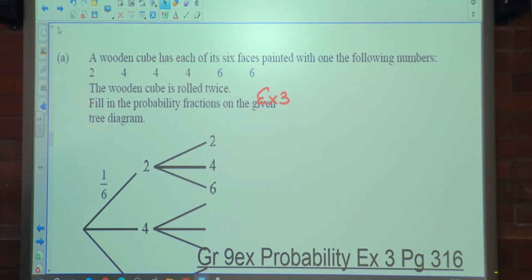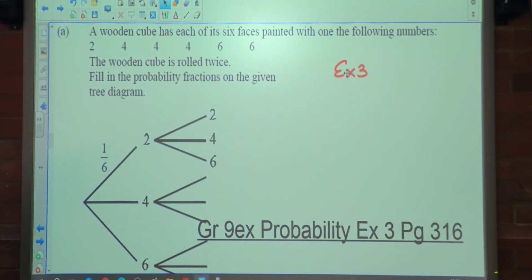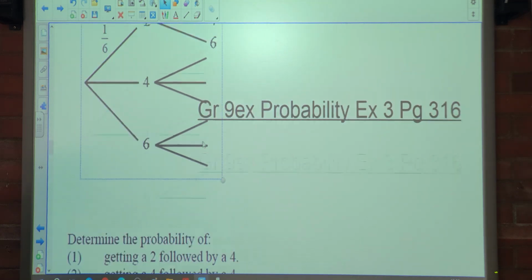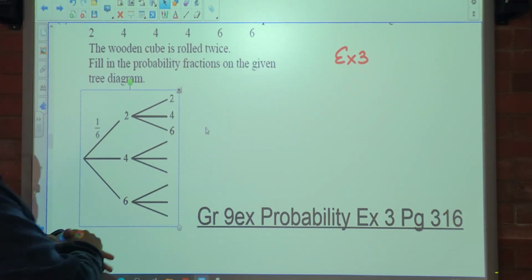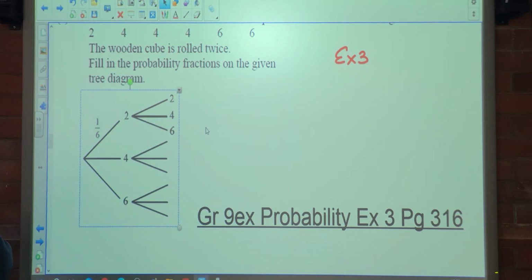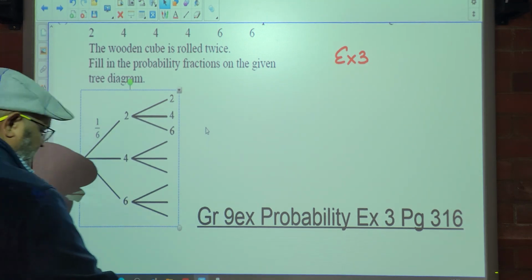Okay, so the wooden cube is rolled twice. Find the probability that... Okay, so we are told that the wooden cube is rolled twice. Fill in the probability fraction on the given tree diagram.